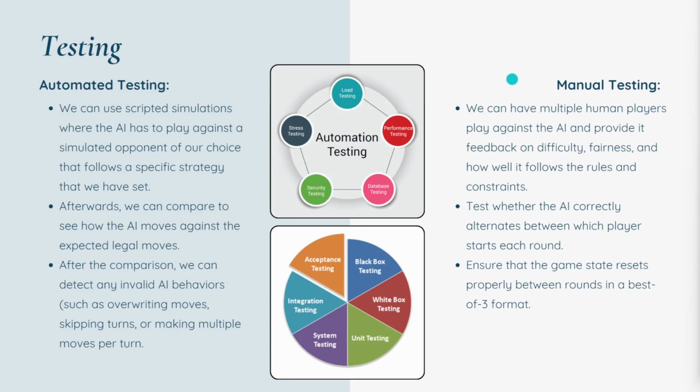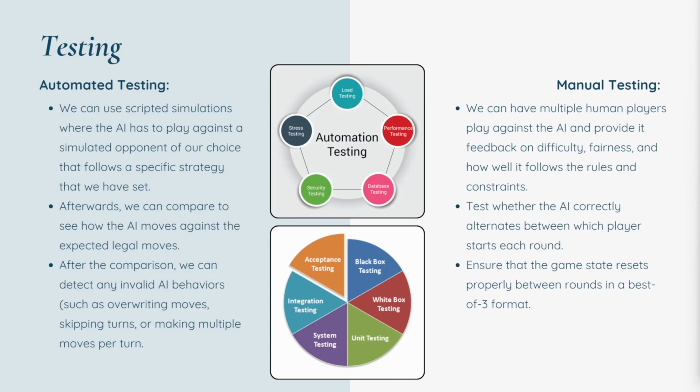Next, we have manual testing, which involves real human players playing against the AI and providing feedback. This step is essential because it helps us evaluate more than just the AI following rules. It also lets us gauge the fairness, the difficulty, and overall playing experience.